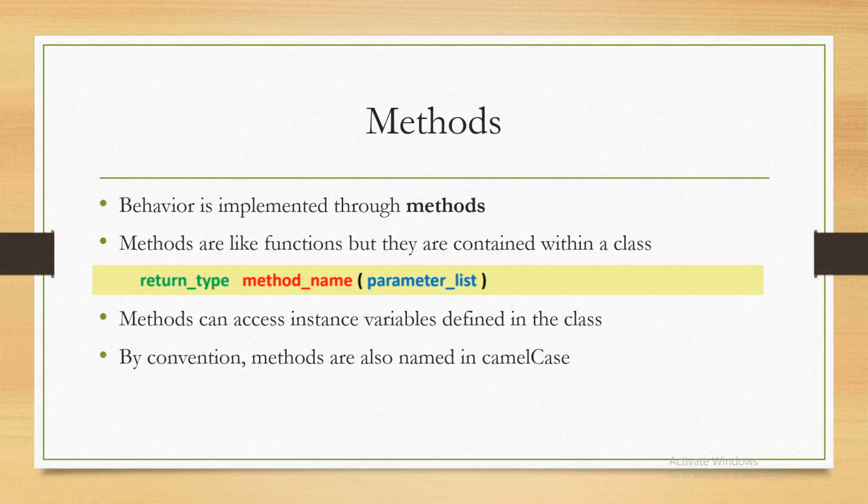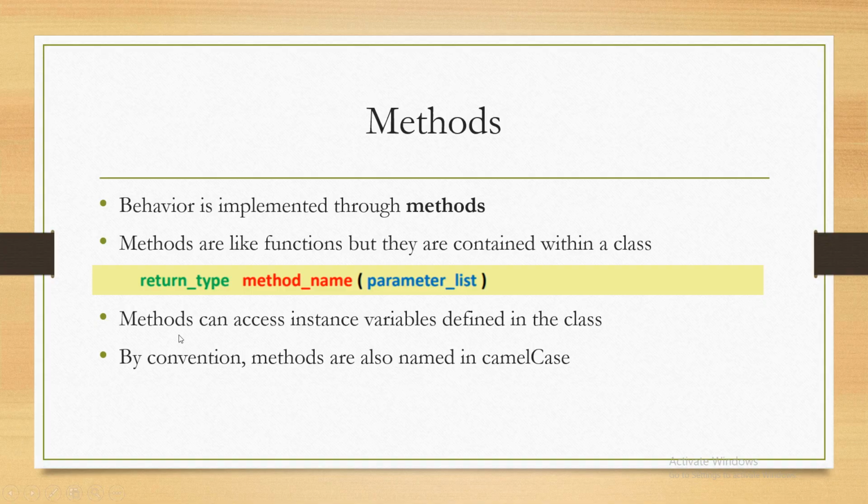Methods. As I said a couple of times, behavior is implemented through methods, and methods are just like functions, but they are contained within a class. So just like functions, they have a return type, a method name, and a parameter list. Methods can access instance variables defined in the class. By convention, methods are also named in camel case.